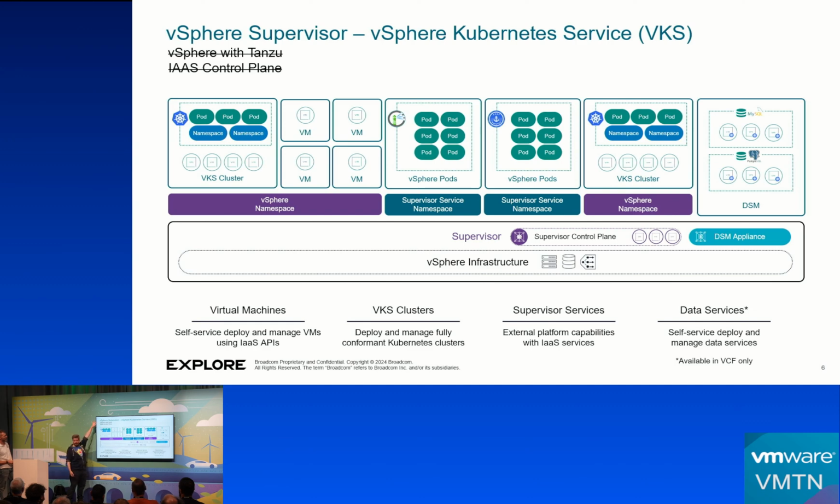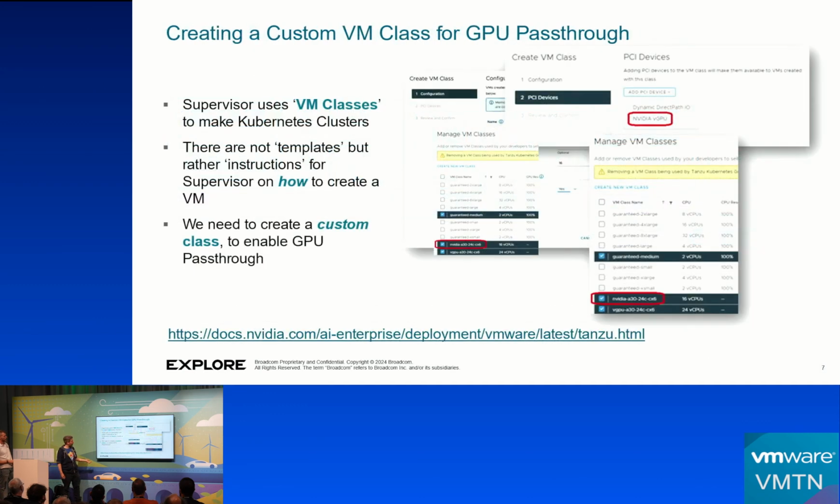It's no more Tanzu. This is called supervisor now. And supervisor can do a whole bunch of things, but the most important thing it can do is create Kubernetes clusters very easily, and it creates the clusters that you need to do the AI thing on.